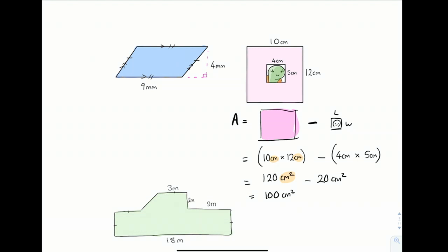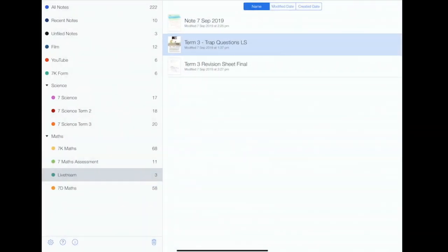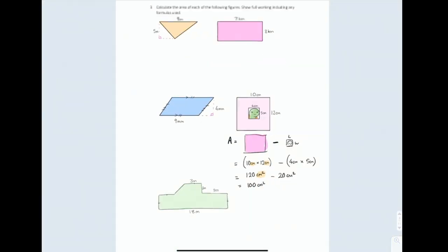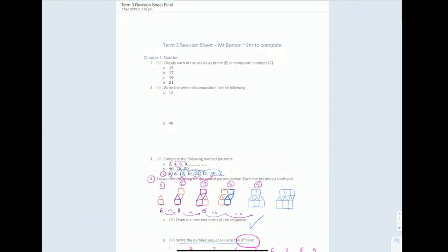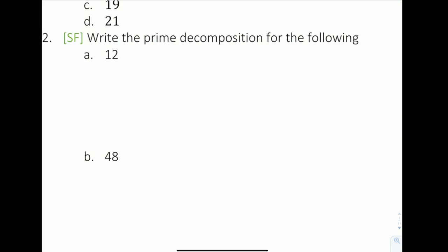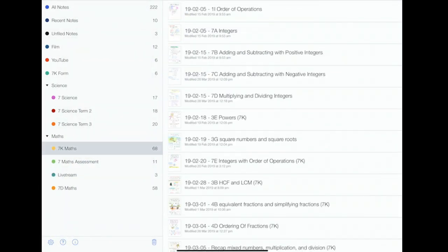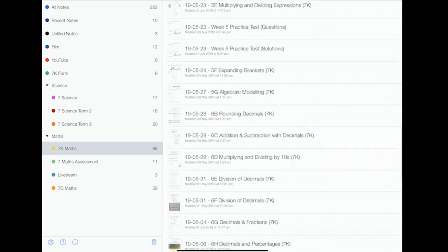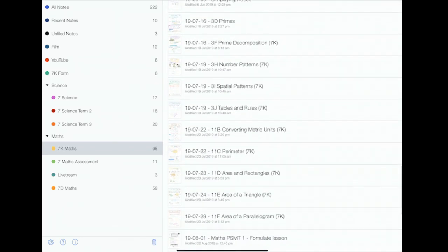Hey, Fred's jumped in. How do you find the prime decomposition of numbers? Is it just finding the prime factors of a number? And can there be more than one answer for prime decomposition? So that one's probably coming from these ones, hey? So prime decomposition, if we turn back to our class notes, Fred, I'll go to the 7K lesson. We had prime decomposition. Let me go find it. We must have started chapter 3. Here we go.